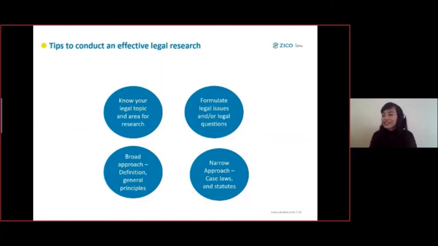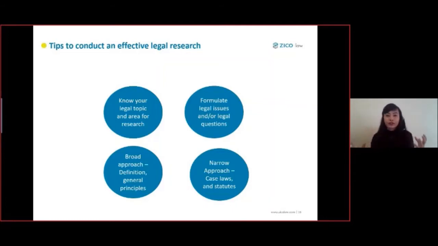The next one is to formulate legal issues and legal questions. I believe the moot problem has already determined the legal issues for you. But if you've joined Law Asia, you would know that sometimes they don't actually give you the legal issues. So this one you need to discuss with your team members, to decide what the legal issues are.